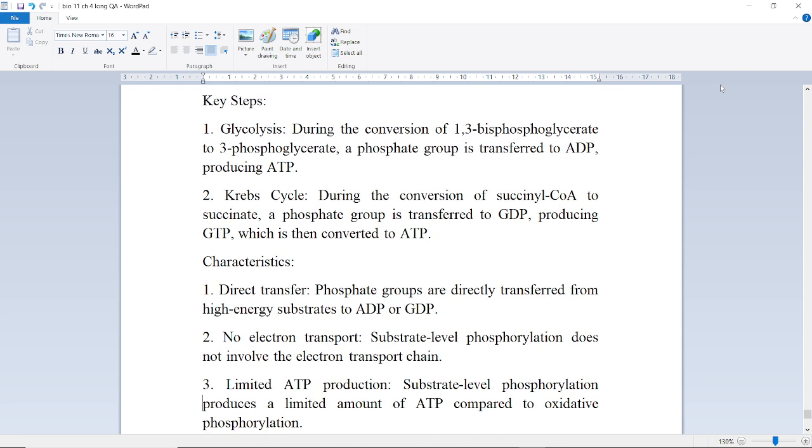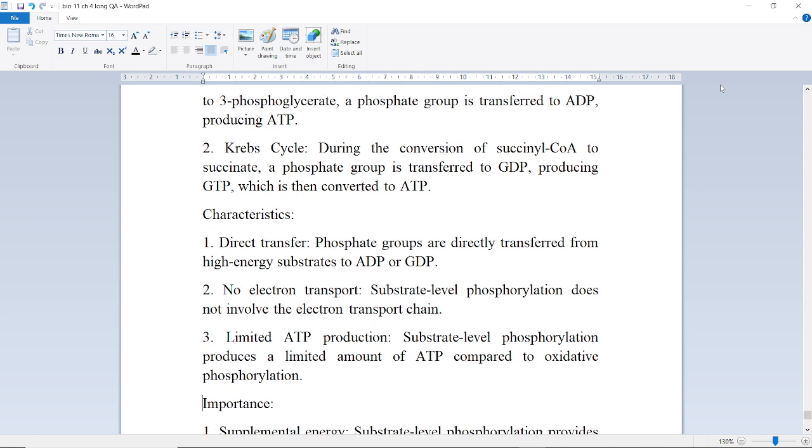Key steps: glycolysis. During conversion of 1,3-bisphosphoglycerate to 3-phosphoglycerate, a phosphate group is transferred to ADP, producing ATP. Krebs cycle. During the conversion of succinyl-CoA to succinate, a phosphate group is transferred to GDP, producing GTP, which is then converted to ATP.